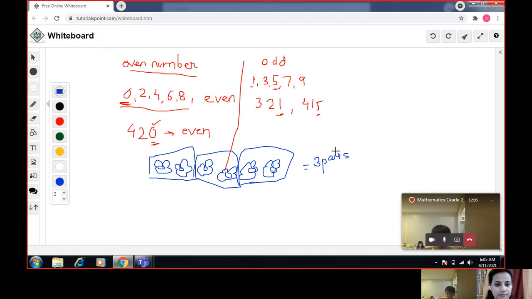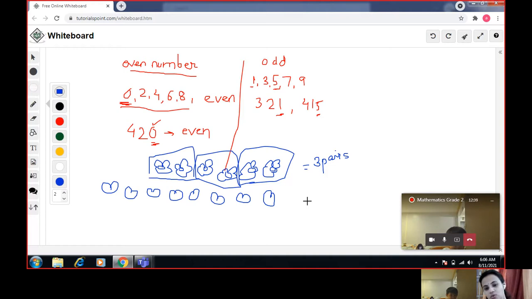Now, similarly, tell me. 1, 2, 3, 4, 5, 6, 7. There are eight hearts and we have to make them in pairs. So how many pairs can be made? In one pair only two hearts can be there. Yes, correct. This will make one pair, this two pairs, this three pairs, then four pairs. It will make four pairs, right?